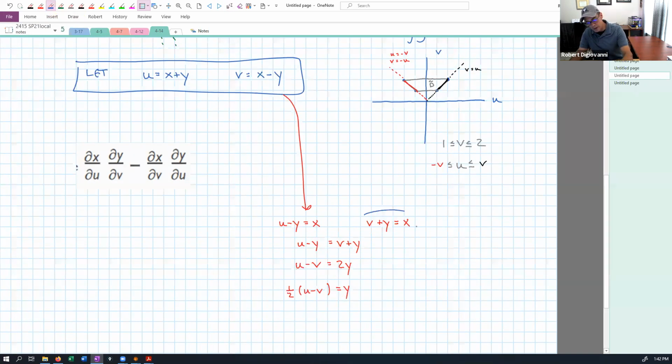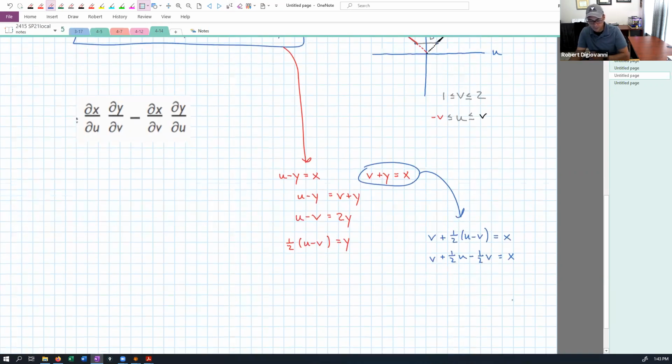Now that we know what y is, I'm just going to take that one and replace the y with 1/2 of u minus v, and then equals x. This becomes v plus 1/2 of u minus 1/2 of v equals x. This means 1/2 of u plus 1/2 of v equals x. So 1/2 u plus 1/2 v equals x.